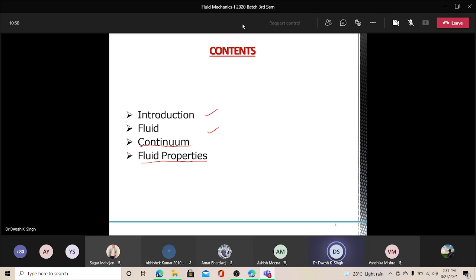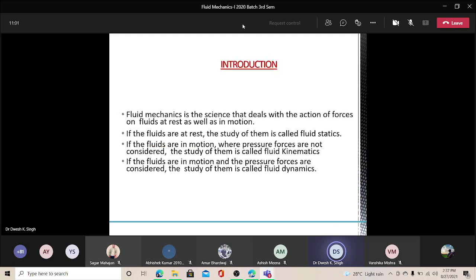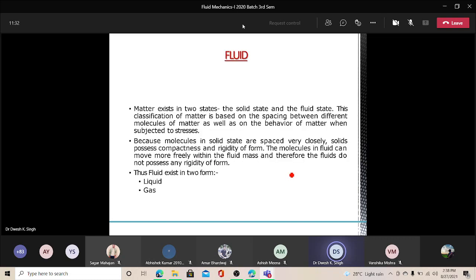So now, first of all, the fluid mechanics that we have already discussed. These are the same things, so I'm not going to repeat this. As we have already discussed, fluid mechanics is the science which deals with the action of forces on fluid at rest and in motion, and it is further divided into the statics part, kinematics part, and then fluid dynamics part. That we have covered, so I'm skipping this. The definition of fluid we also completed in the last lecture.